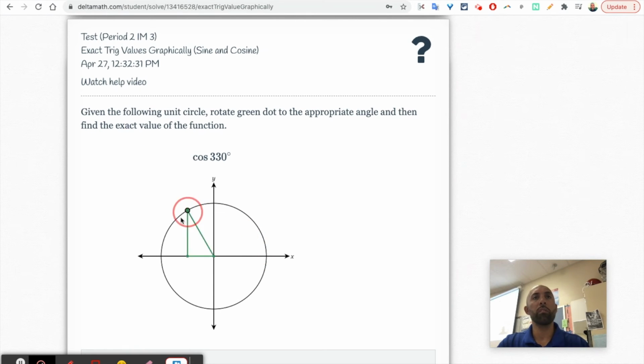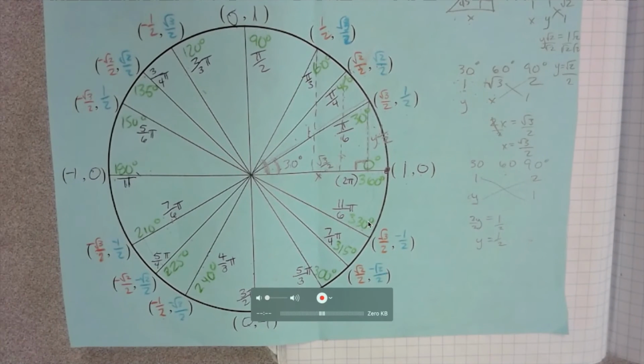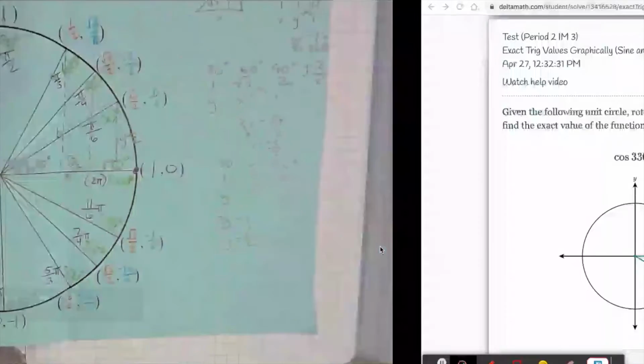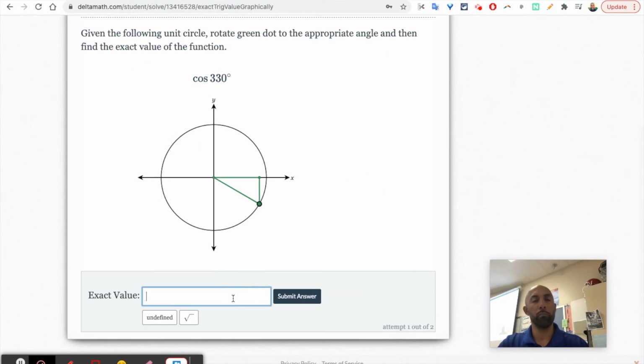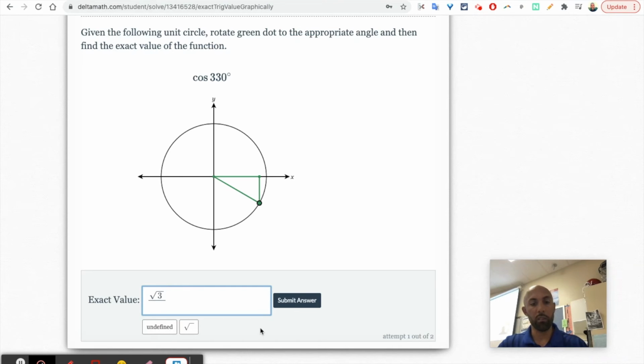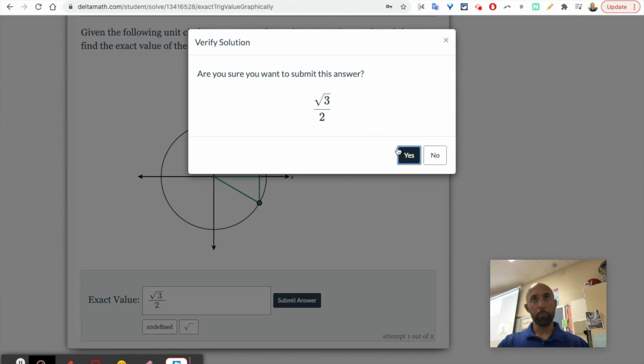Cosine of 330, that's 270 plus 30 is 300. In the middle, it's 315, and then 330 is right there. Or you could just look at your unit circle. There it is. And what are we looking for? Cosine again. So square root of 3 over 2. I could hit the little slash line first if I want, and then that way I could just type the top and the bottom.